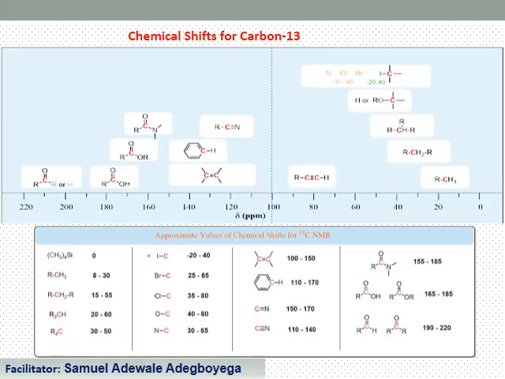The one between 165 to 185 may be due to carboxylic acid or ester. You could see from 155 to 185 where you have the amide, the nitrile from 110 to 140, and so on. So you could look at that and understand. All these will be useful during the process of interpretation of NMR spectra.